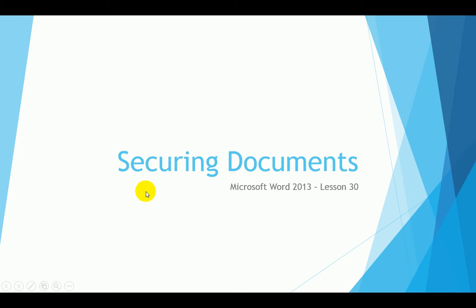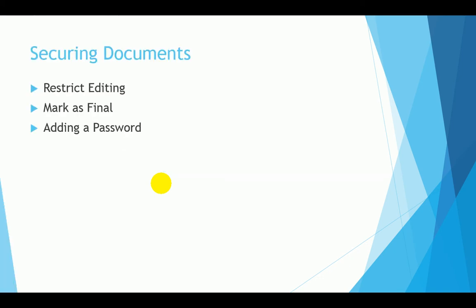In this lesson, we're going to talk about how to secure a document in order to prevent somebody from editing a document or even opening it. We're going to talk a little bit about restricting editing. We're going to talk about a feature called Mark as Final, and then adding a password to your document.